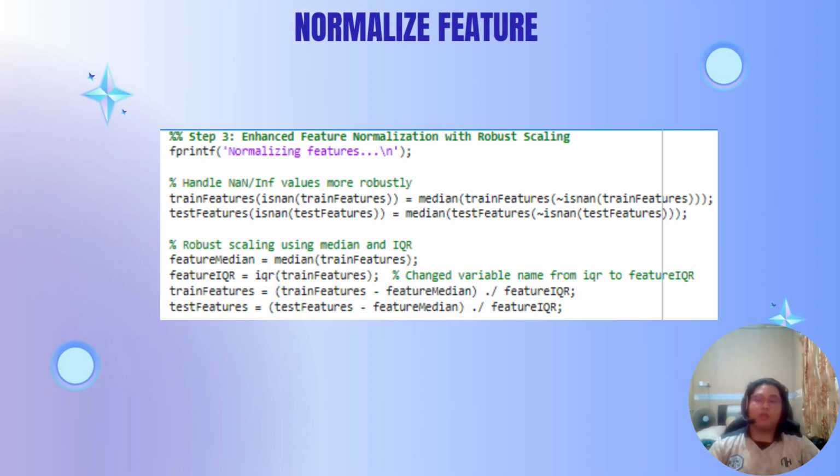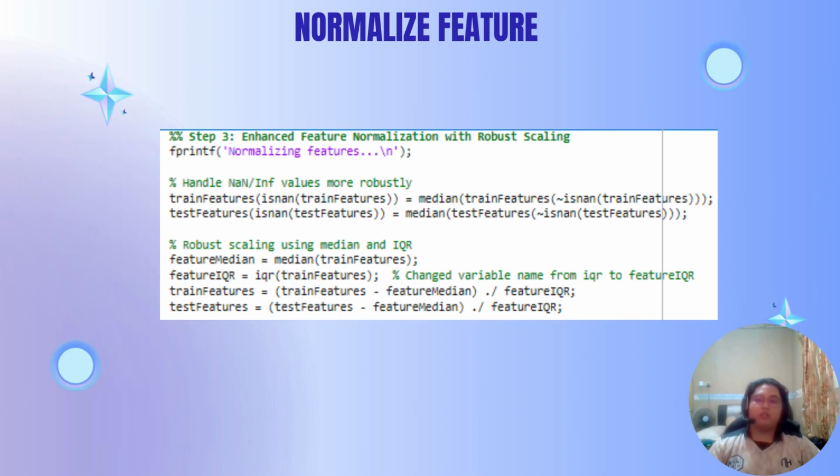Next is our code for normalize feature. The purpose of this code is to normalize the features that were extracted from LBP and GLCM earlier. We use the median here for our normalization. The median is used because it is robust to outliers. We add the isnan function to prevent numerical instability during scaling.